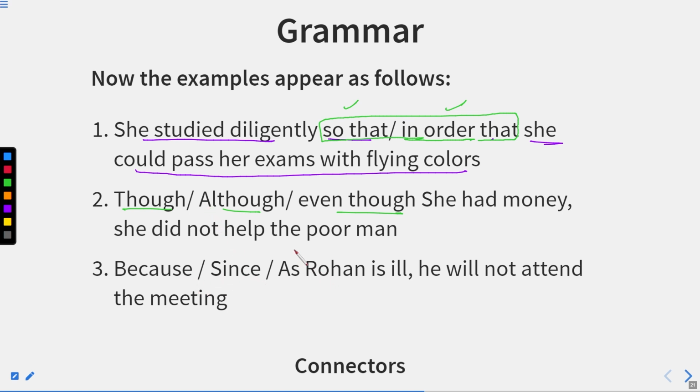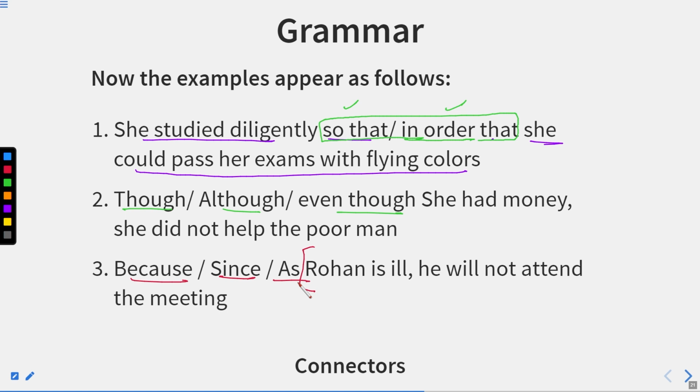Because or since or as for this sentence. Now this is the sentence, but before it we are using any of these conjunctions. Suppose first we use the word because: Because Rohan is ill, he will not attend the meeting. Now I add since: Since Rohan is ill, he will not attend the meeting. And now I will add as: As Rohan is ill, he will not attend the meeting. So these are some conjunctions which we can use to join these two sentences together, and it will not change the meaning of the sentence.